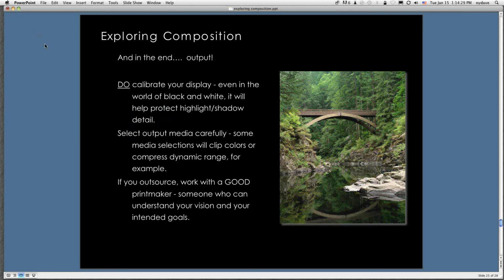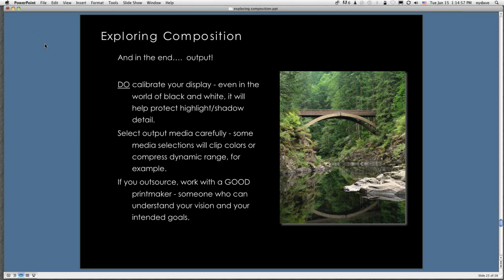Select your output media carefully. Some media selections will clip colors or compress your dynamic range. And the classic example, of course, is a glossy print media versus a matte print media. Glossy will show more detail, be more contrasty, have more saturated colors. The art paper will be softer and more painterly, have some loss of dynamic range, etc., etc. So those are just two examples.